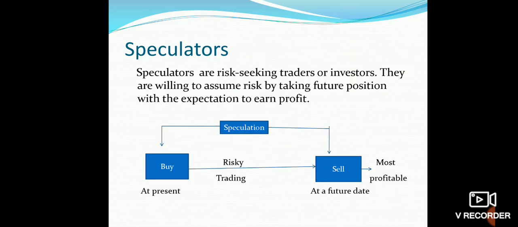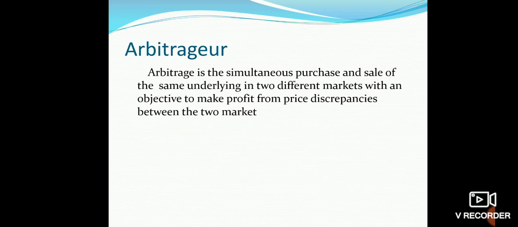Speculators are risk seeking traders or investors. They are willing to assume the risk by taking future positions with expectations to earn profit. So at the beginning they will buy at the lower price, expecting that in future the prices will increase. Okay, and they are going to sell it for the higher price. Fine. So this is what is called speculation. And as in the stock market, there are a few speculators like bull, bear, lame duck, right? So the same speculators are also here. So these are the speculation transactions.